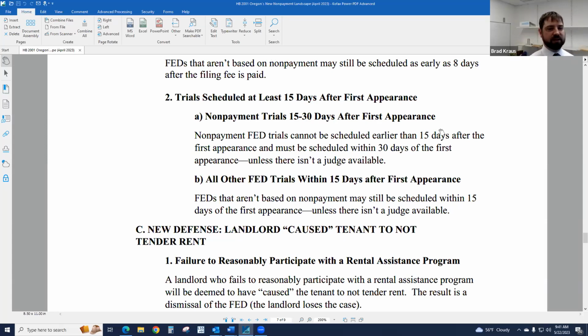For non-payment cases, it used to be that the trial would be set no later than 15 days after the first appearance, unless there was a stipulation. Now, non-payment trials cannot be scheduled any earlier than 15 days after the first appearance. They must be scheduled within 30 days after the first appearance. So you see how things are getting a little bit extended in terms of timelines. All other FED trials can be scheduled within that 15 days after the first appearance. So again, conduct-based evictions are still on the old rules, still on the old timelines.